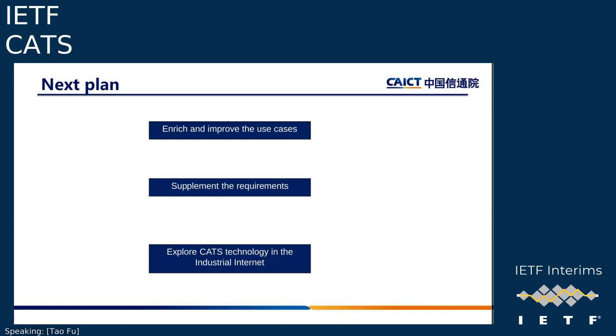Our next plan consists of three parts. First part is to enrich and improve the use cases to bring them closer to the description of the working group charter. Second part is to supplement the requirements. The third part is to explore CAS technology in the industrial internet.